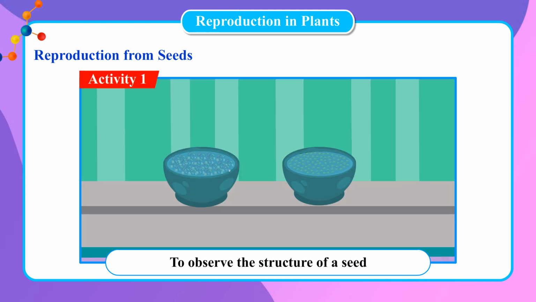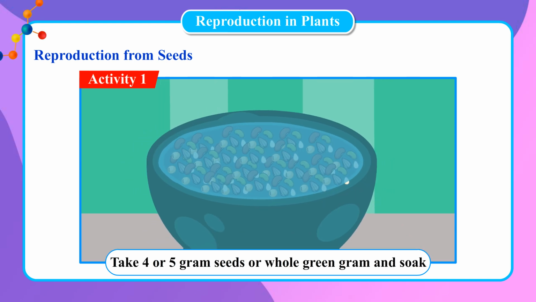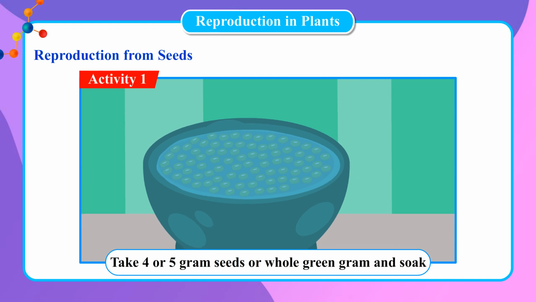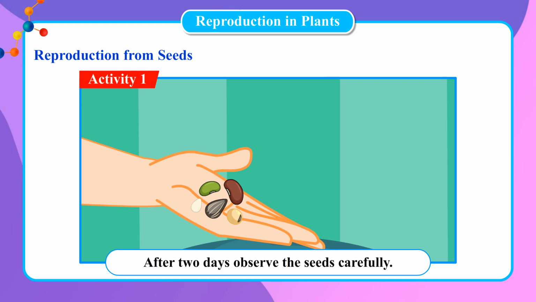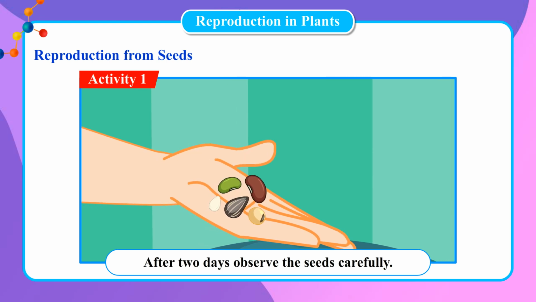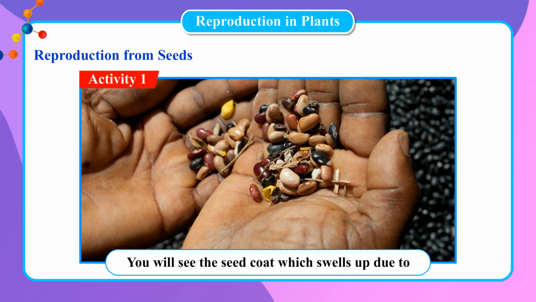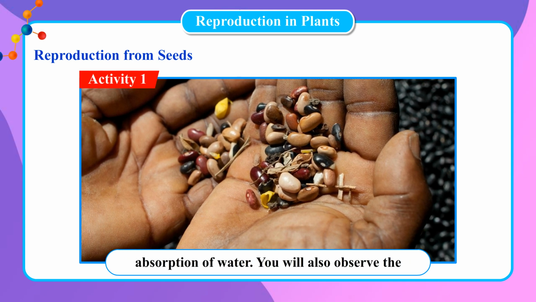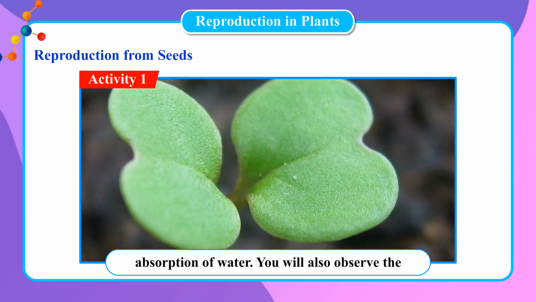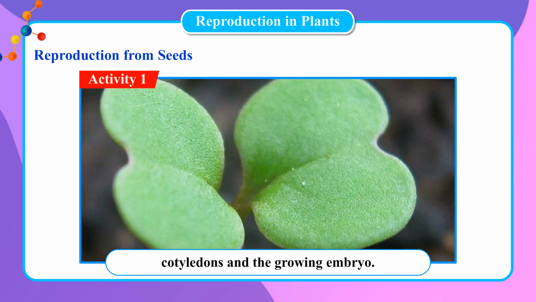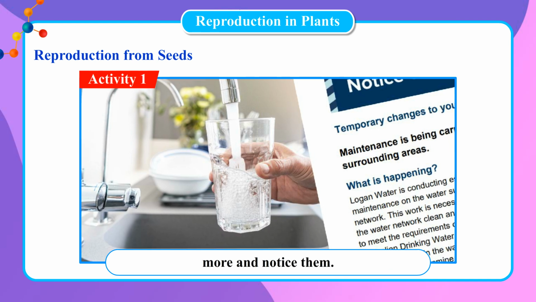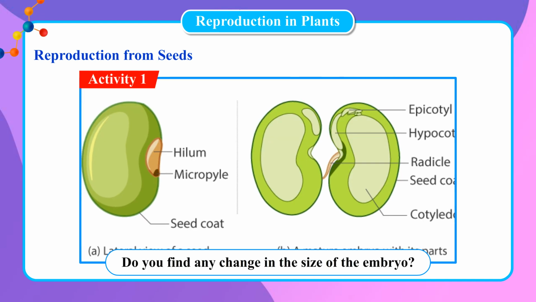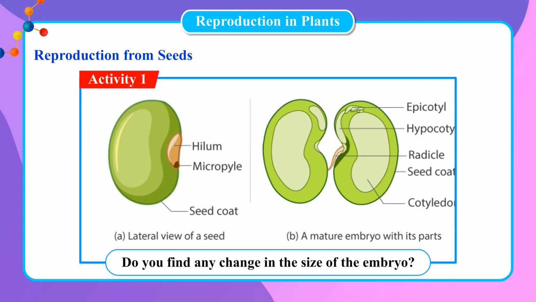Activity 1. To observe the structure of a seed, take 4 or 5 gram seeds or whole green gram and soak them in water for 2 days. After 2 days, observe the seeds carefully. You will see the seed coat which swells up due to absorption of water. You will also observe the cotyledons and the growing embryo. Keep changing the water for 2-3 days more and notice them. Do you find any change in the size of the embryo?